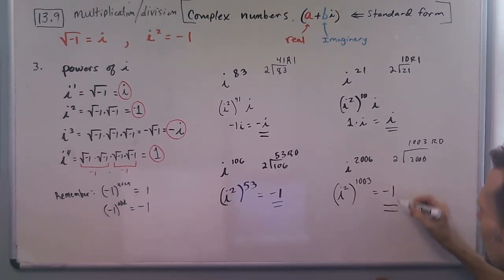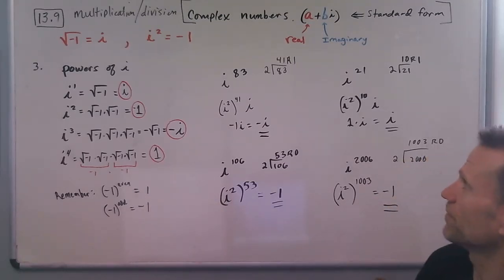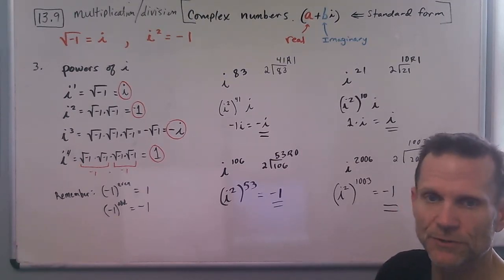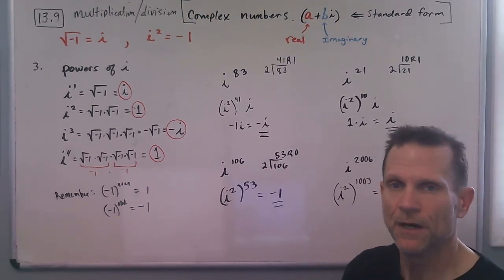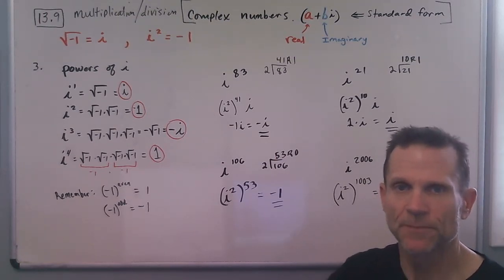Okay. If I had one that came out to an even power here, I'd want to use the even power rule there. But that's some simplifying of powers of i. There's various methods to do that. You could research it on YouTube and see some other methods if this one doesn't work out for you. So that wraps up 13.9.